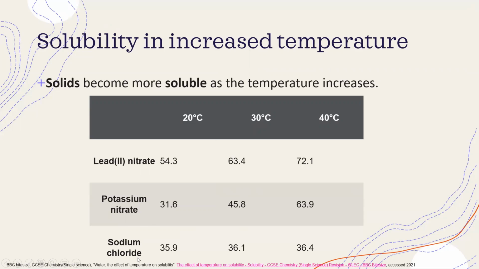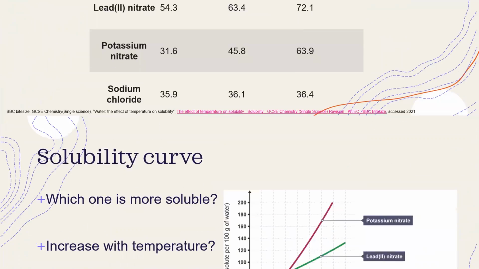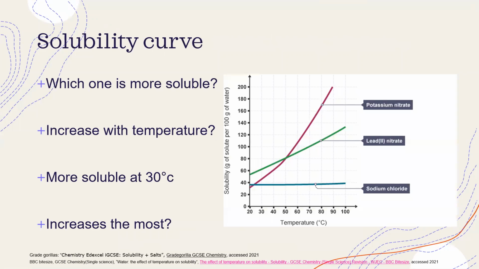As you can see with sodium chloride, there doesn't seem to be much increase, but there seems to be a lot of increase in potassium nitride and a lot of increase in lead nitride. Now, what do we do with these results? We put them on a lovely graph and then we can talk about them. Makes it much easier to talk about the results. Some of the questions they might ask, they might give you a graph and ask you to talk about it, or they might ask you to put some results on a graph and talk about them.